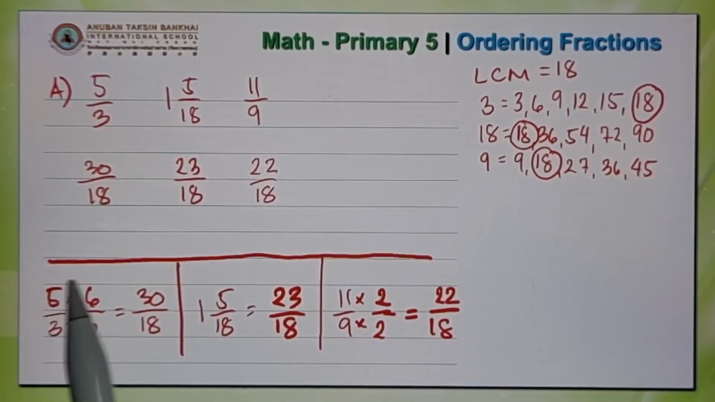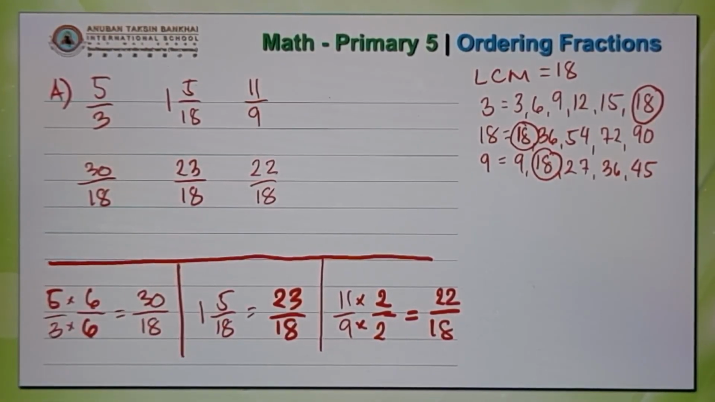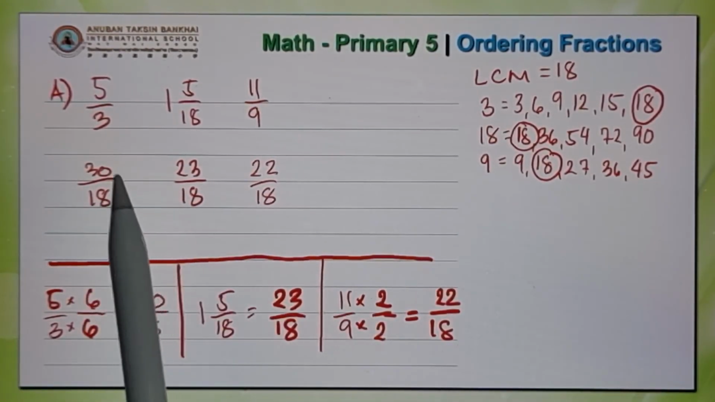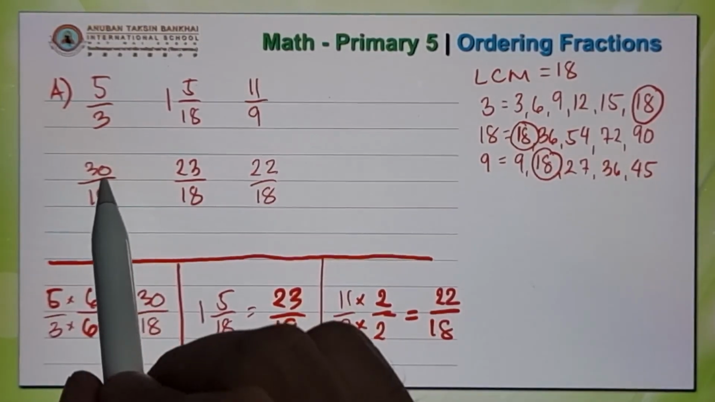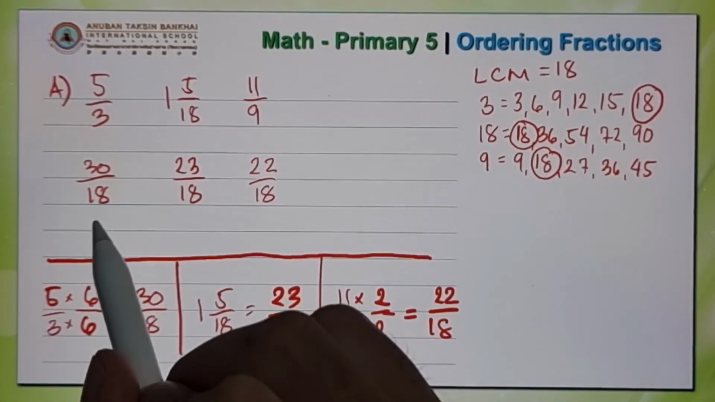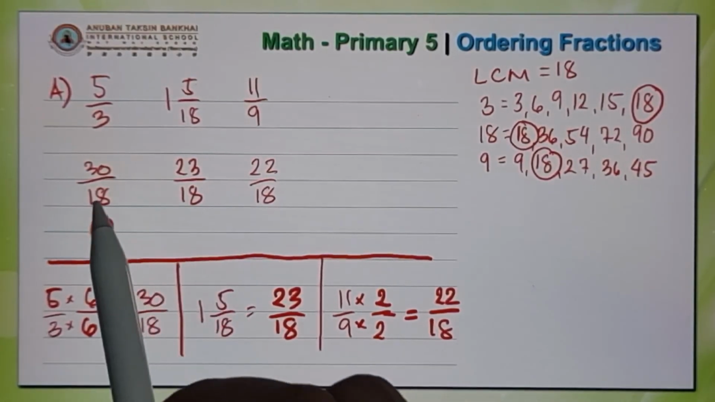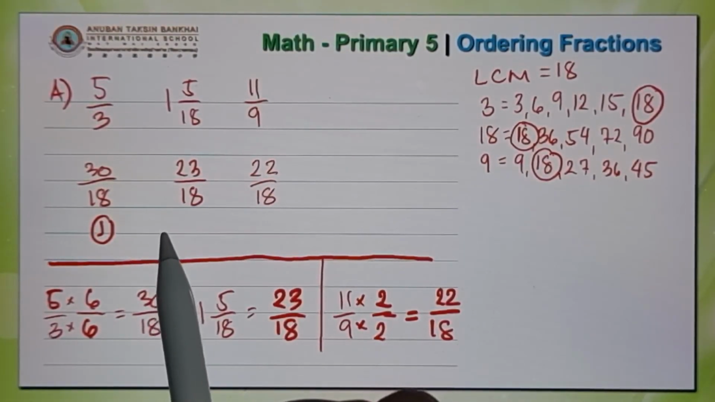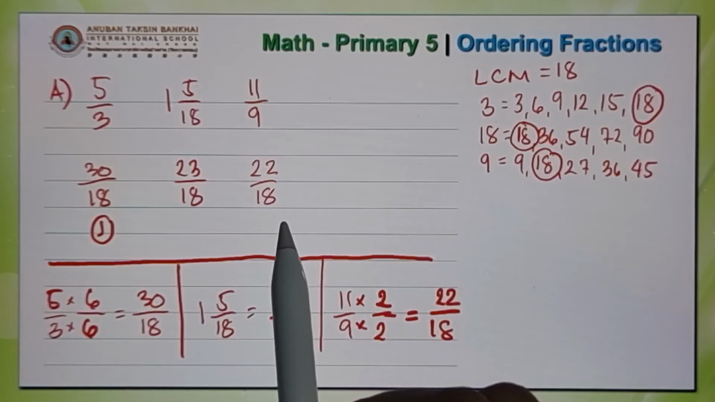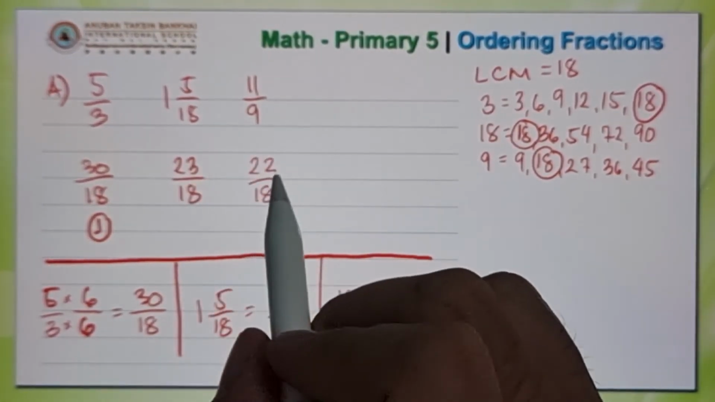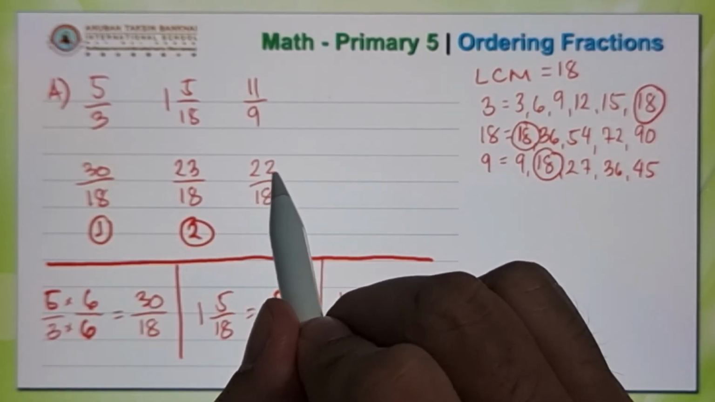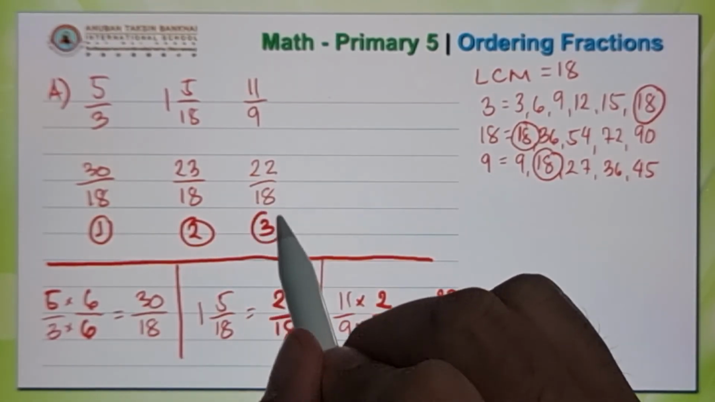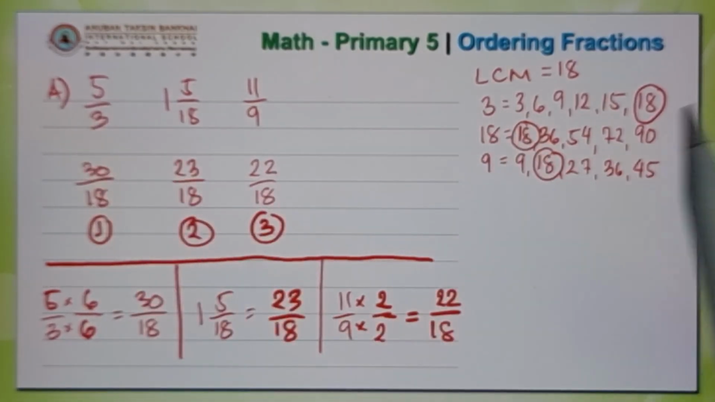So again, decreasing order, big to small. So which number is the largest? So of course we have 30. This is our first number. Next we have 23, sorry. And of course our smallest number is 22. So actually it's already arranged.